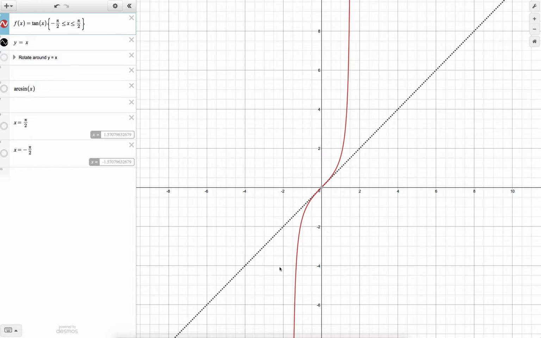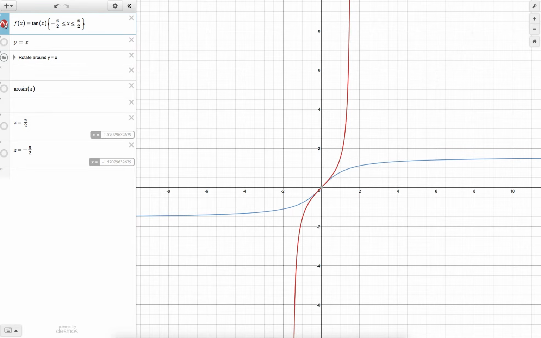What I want to do is take this line, y equals x, and flip this graph right here around the line y equals x. We see that we get this blue graph here. So let's clean this up and just take a look at our blue graph.